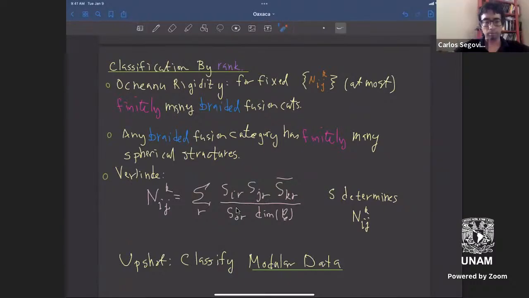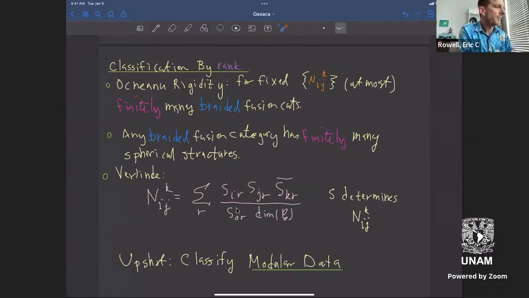So here's the project that I've been working on since maybe, I don't know, 2003. So this was a question that I was asked by Zhenghan Wang, is how to classify modular categories by rank, just move up ranks. And so it turns out that this is a feasible problem. It's a difficult one, but one can work on it. A lot like trying to classify finite groups, maybe finite simple groups.